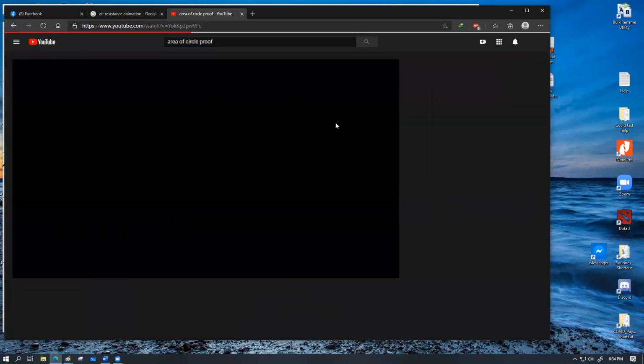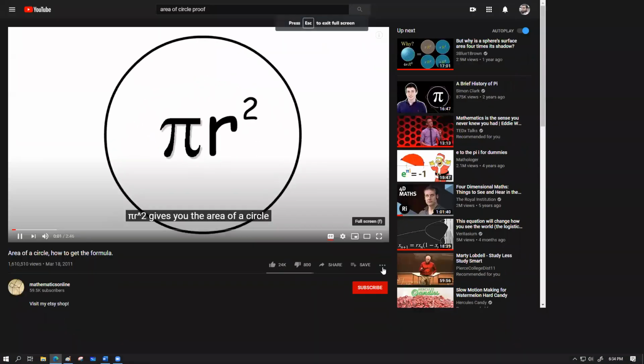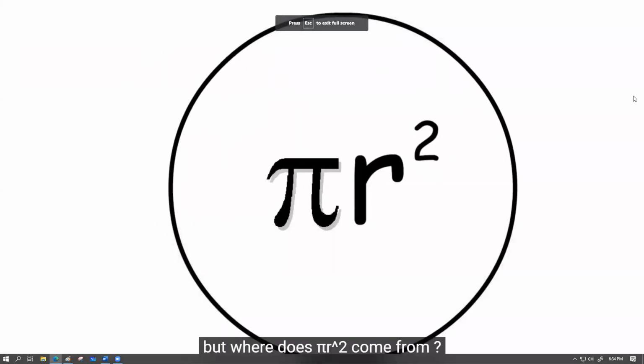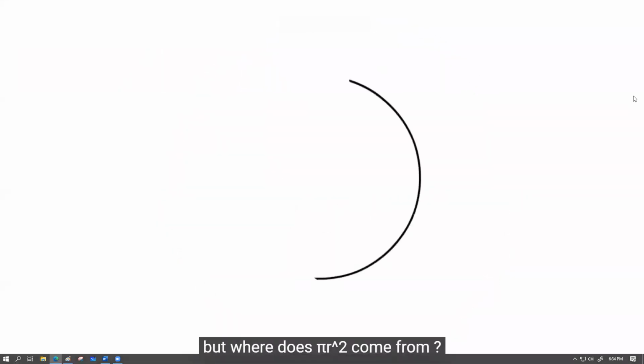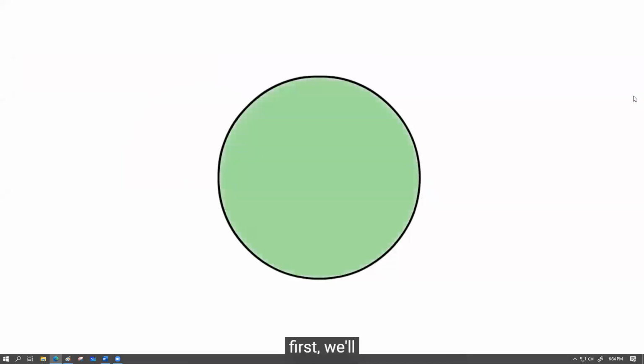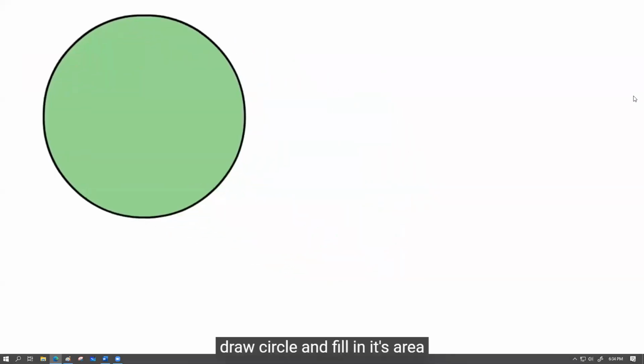This one. Have a look at it. Pi r squared gives you the area of a circle. Small video. But where does pi r squared come from? First, we'll draw a circle and fill in its area.